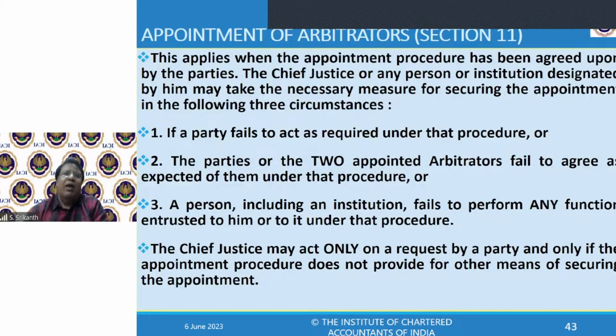If a party fails to act as required under that procedure, or the parties or the two appointed arbitrators fail to agree as expected of them under that procedure, or a person, including an institution, fails to perform. For example, we have said the Madras Fertilizer Association will decide. They have not done it. Then what to do? Chief Justice has to come. The Chief Justice may act only on request by a party and only if the appointment procedure does not provide for other means of securing. See, sir, he has to appoint, he is not appointing. I have selected and given. Please help. Then only he should.